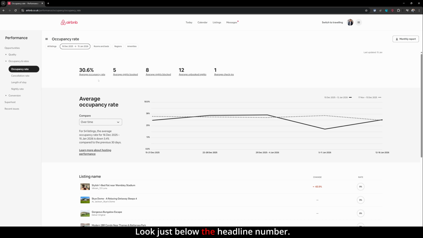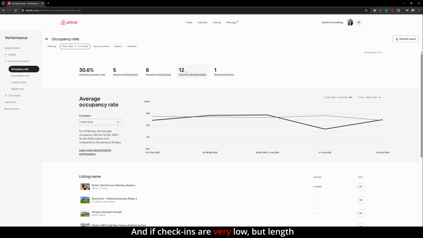Look just below the headline number. Average nights booked, average nights blocked, average unbooked nights, average check-ins. That is where the real story starts. If you see high blocked nights, your low occupancy may be self-inflicted. Calendar blocks, minimum stays, or manual holds. And if unbooked nights are high, that is either a pricing problem or a demand problem. And you don't fix those the same way.